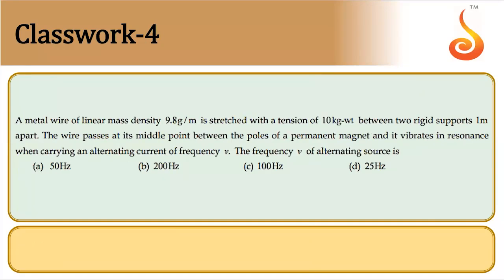Next one, a metal wire of linear mass density 9.8 gram per meter is stretched with a tension of 10 kg weight between two rigid supports 1 meter apart. The wire passes at its middle point between the poles of a permanent magnet and it vibrates in resonance when carrying an alternate current of frequency nu. Then the frequency of the alternating source is.